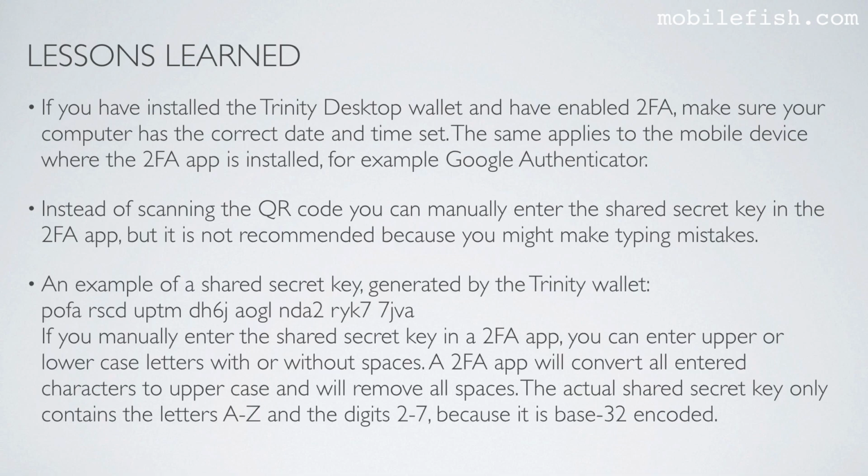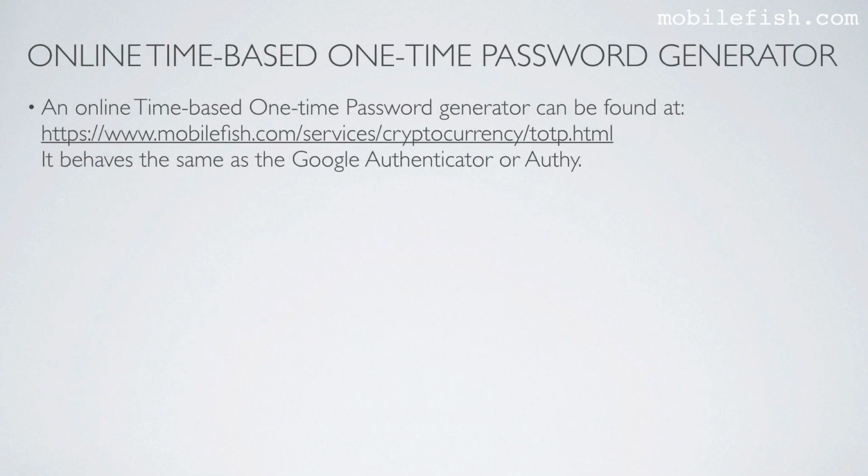An example of a shared secret key generated by the Trinity wallet looks like this. If you manually enter the shared secret key in a two-factor authentication app, you can enter upper or lowercase letters with or without spaces. A two-factor authentication app will convert all entered characters to uppercase and will remove all spaces. The actual shared secret key only contains the letters A to Z and the digits 2 to 7 because it is base32 encoded. An online time-based one-time password generator can be found at this location.